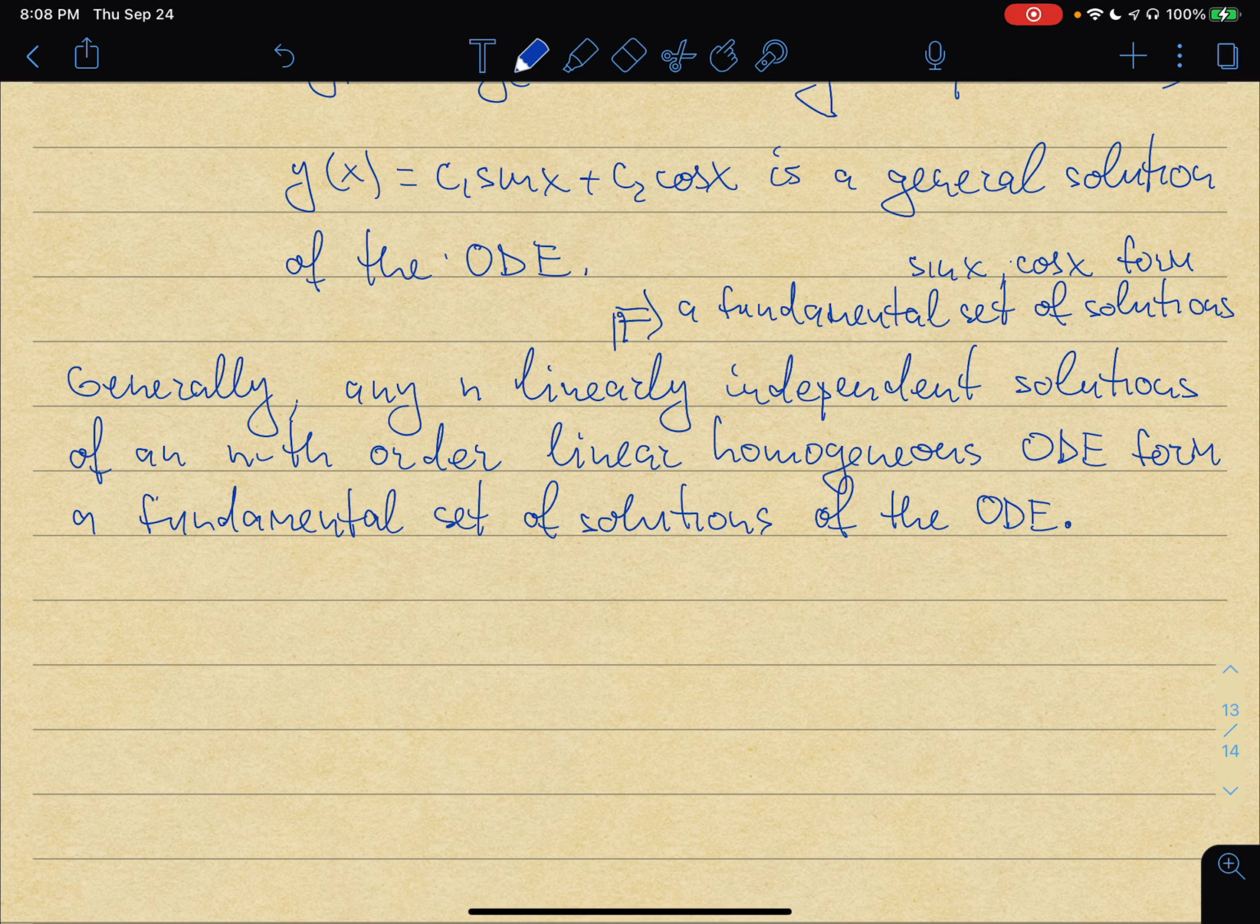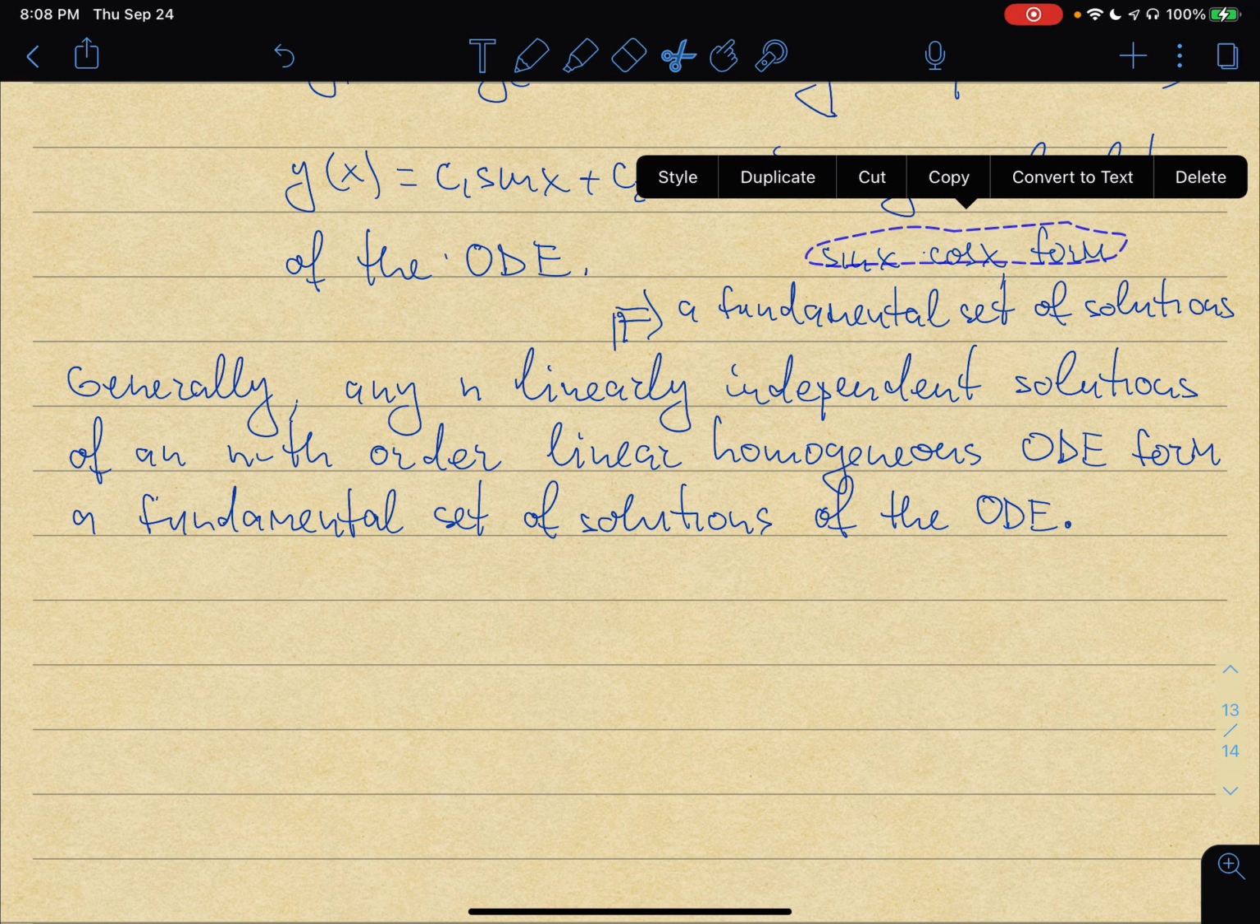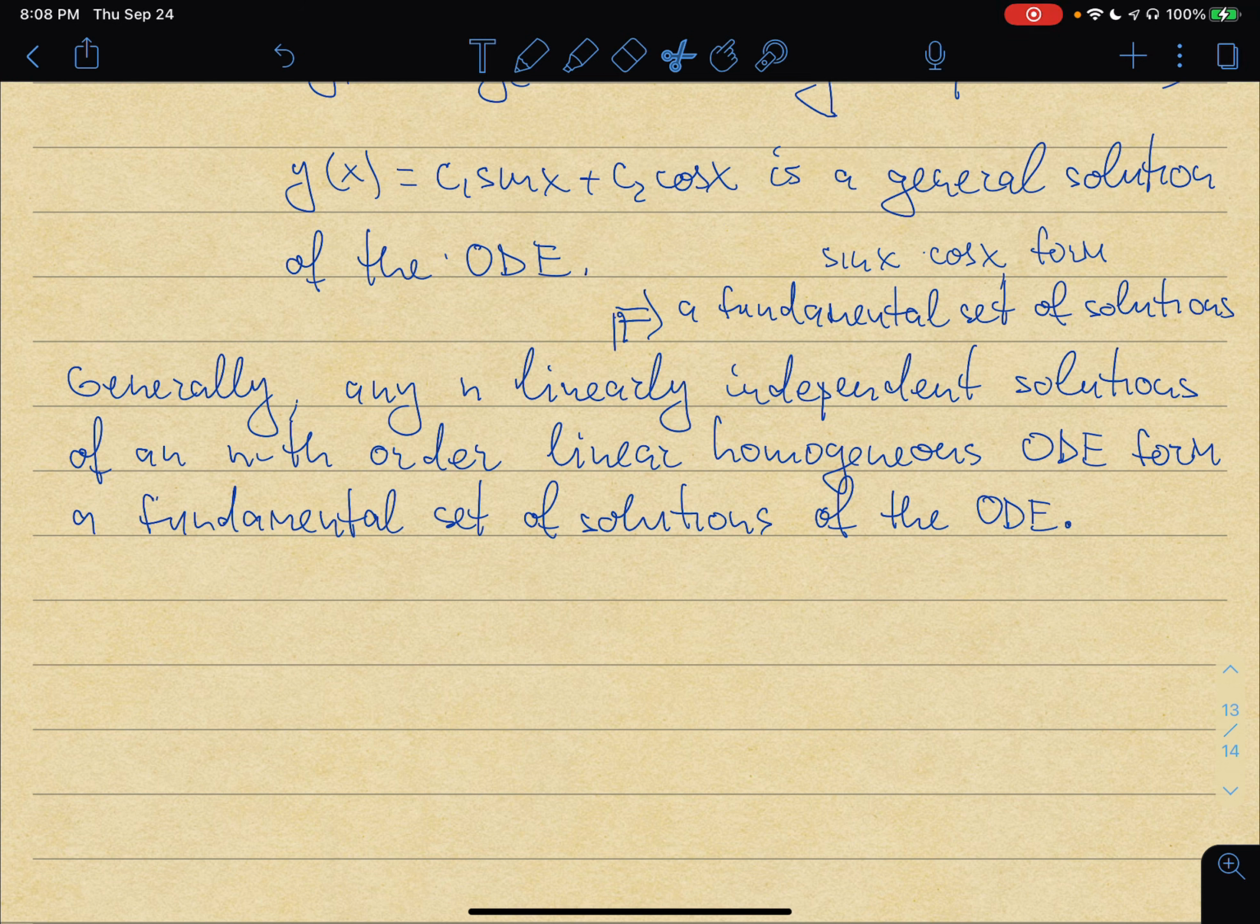Okay, then in the next lecture, I'm going to give you more examples of this, and then we'll talk a little bit about what you do when you consider non-homogeneous ODEs.